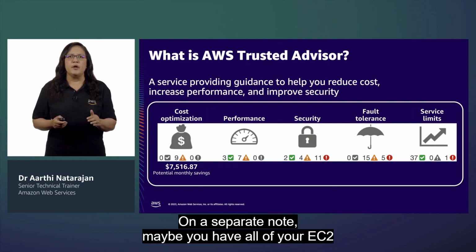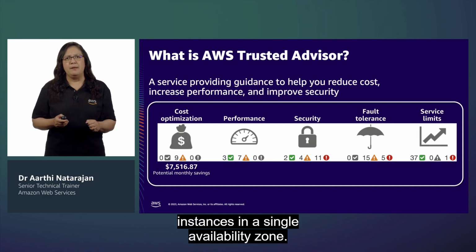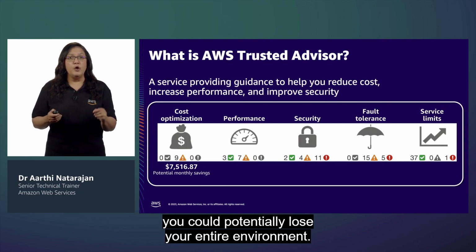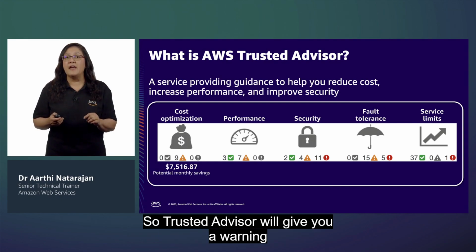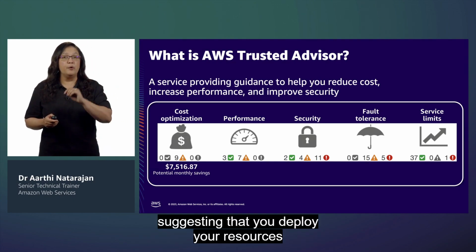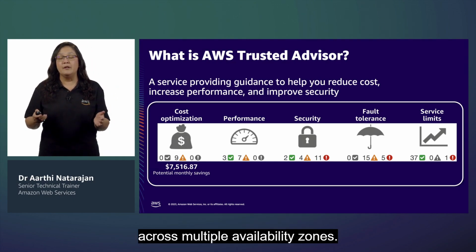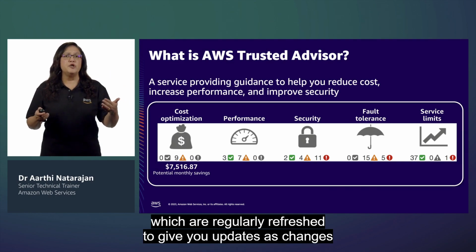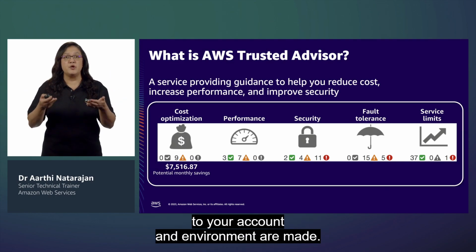On a separate note, maybe you have all of your EC2 instances in a single availability zone. If that availability zone were to have an issue, you could potentially lose your entire environment. So Trusted Advisor will give you a warning under the fault tolerance category, suggesting that you deploy your resources across multiple availability zones. There are many checks that Trusted Advisor performs, which are regularly refreshed to give you updates as changes to your account and environment are made.